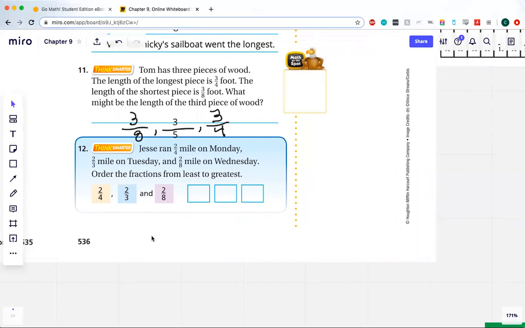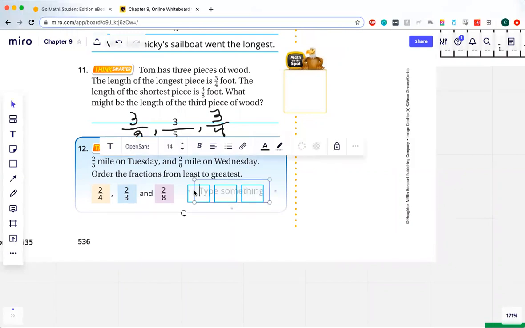So if we have 2 out of 4, 2 out of 3, and 2 out of 8, all of the numerators are the same. That means there are 2 pieces for each one, but all the denominators are different. So my 8ths are going to be smaller pieces than my 3rds or my 4ths. And I think that because 3 is only cut into 3rds, these are going to be my largest pieces. Since 8ths are cut up into a lot smaller pieces, I think that's going to be my smallest.